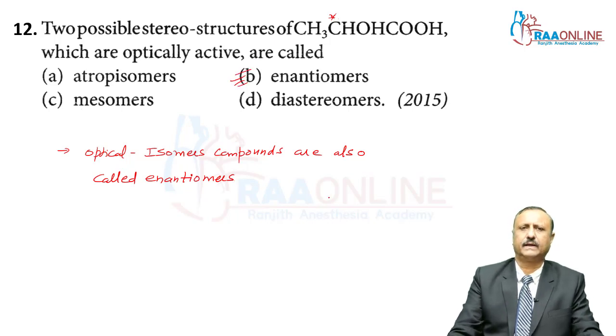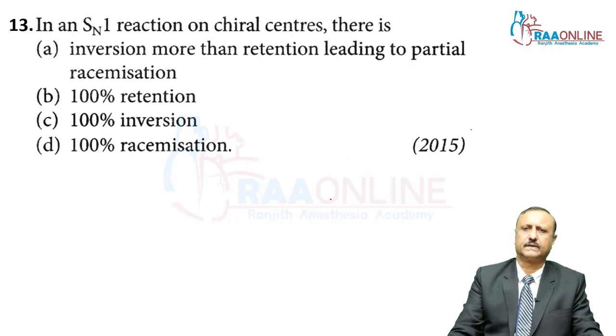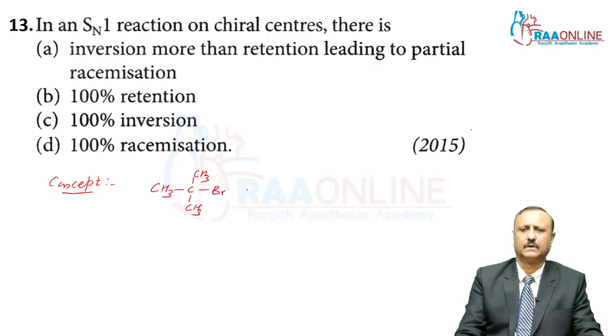Now we can see in an SN1 reaction on chiral centers there is an inversion more than retention leading to partial racemization, or 100% retention, 100% inversion, 100% racemization. Now my dear students, what is the concept behind this question? The concept is this: in an SN1 reaction, you can see the CH3 and Br. In this compound, ethoxide C2H5O minus is a strong nucleophile, and this strong nucleophile attacks this type of halide.